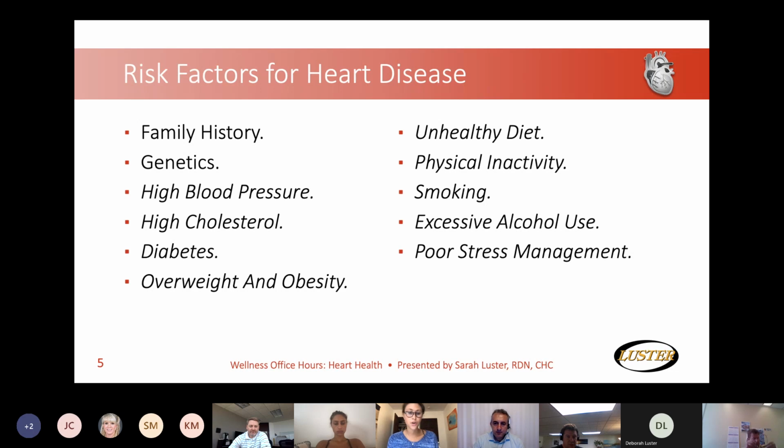And so high blood pressure, high cholesterol, diabetes, if you have overweight and obesity, if you have an unhealthy diet, if you are physically inactive, smoking, excessive alcohol use, and poor stress management. These are all things that can contribute to the development of heart disease. Just because you have the family history or you have diabetes does not mean you are going to develop heart disease, but it certainly can increase your risk.